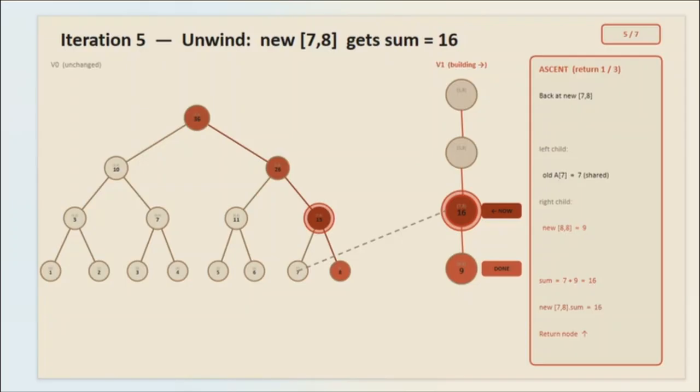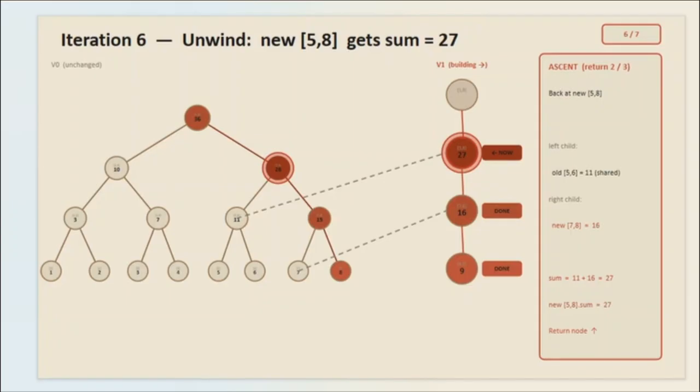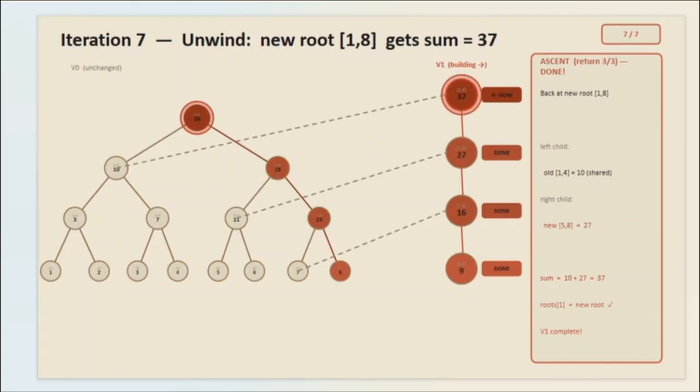Now the recursion returns back up and each node recalculates the sum. The left child is 7, so the new child is 7 plus 9, which is 16. Thus we update each node.